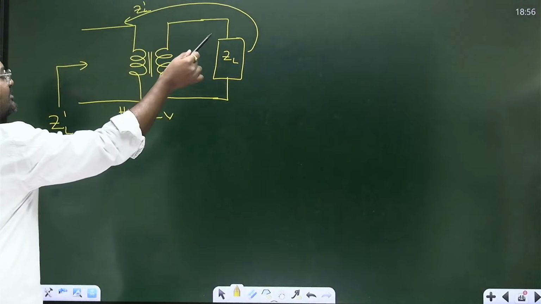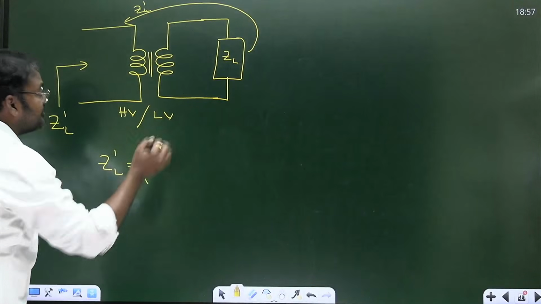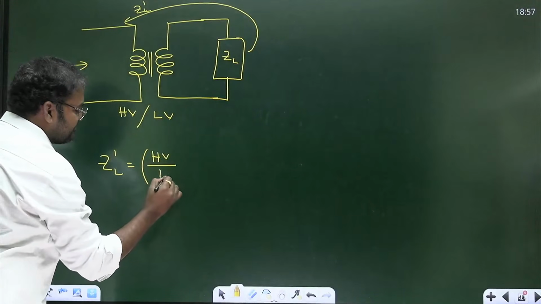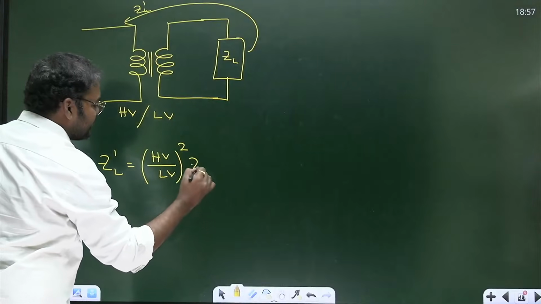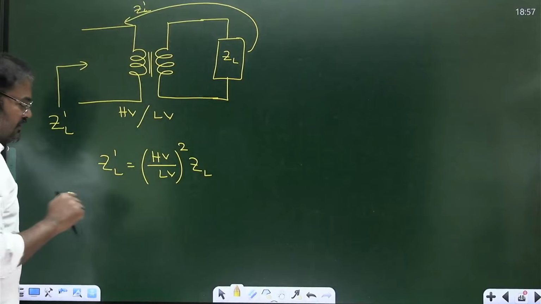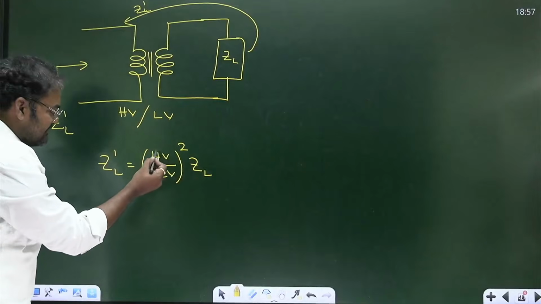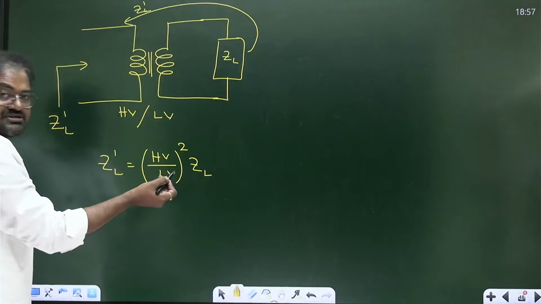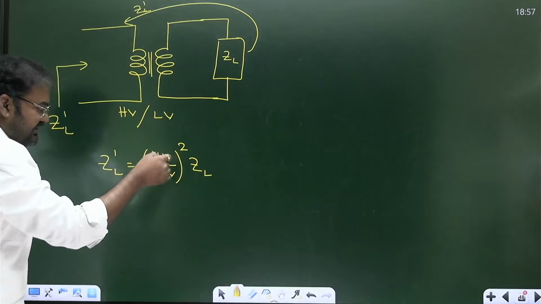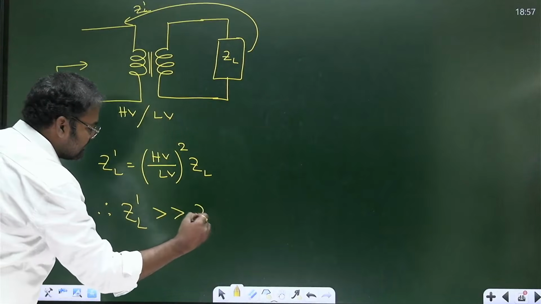So how do we transfer impedance from secondary to primary? Simply, ZL dash will be equal to, since we are transferring to the primary which is HV, HV by LV whole square times ZL. Correct? Because we are transferring to primary, which is HV. And HV by LV, is it not greater than 1? Definitely, because HV will have more turns and LV will have fewer turns. So more turns divided by fewer turns, and this square product will be greater than 1. Therefore, ZL dash is greater than ZL.